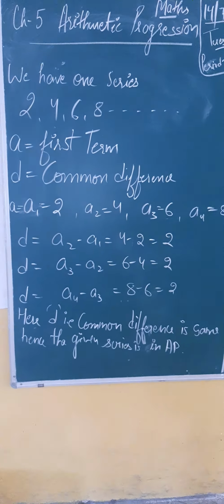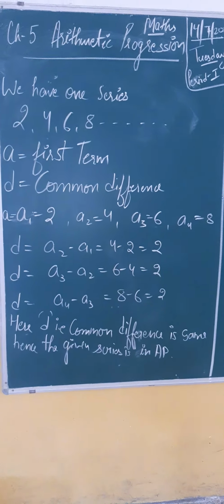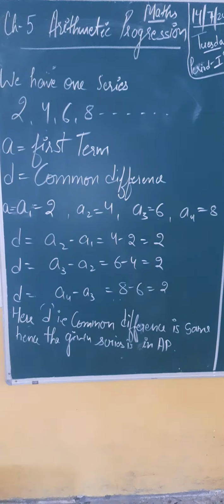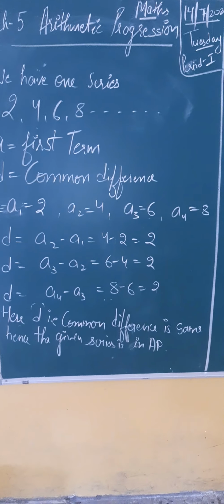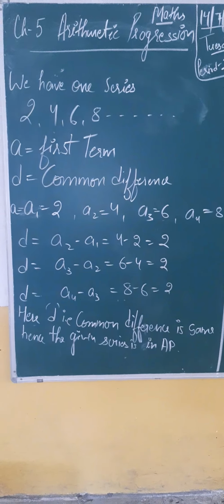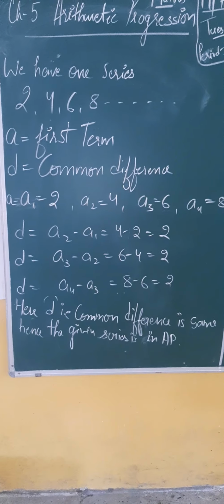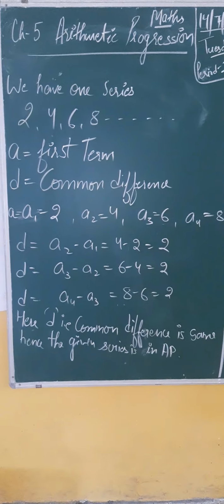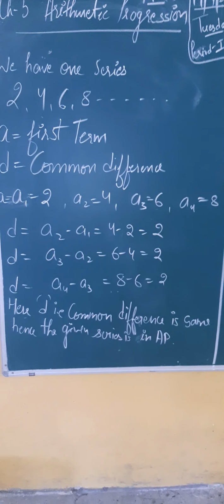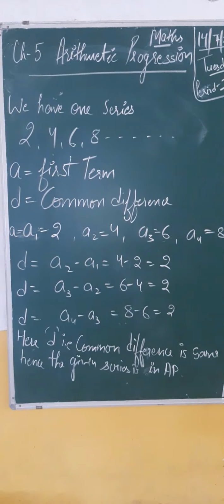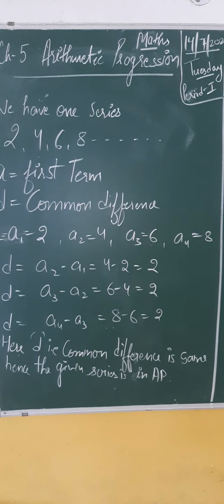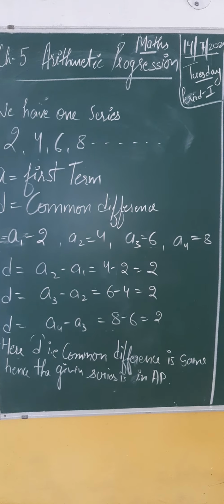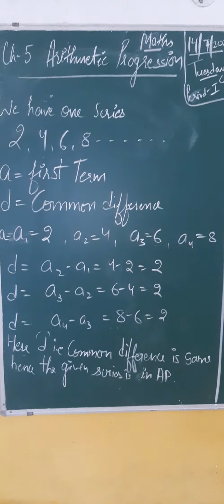Now D. How to calculate D of a series? A2 minus A1, the term minus the preceding term. A2 minus A1, that means 4 minus 2, 2. A3 minus A2, 6 minus 4, 2. A4 minus A3, 8 minus 6, that is 2. What I have observed is that D is the same in all the cases. That means D is the common difference and it is coming the same in all the cases.